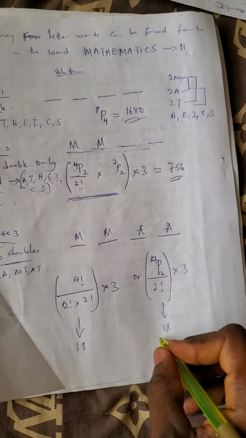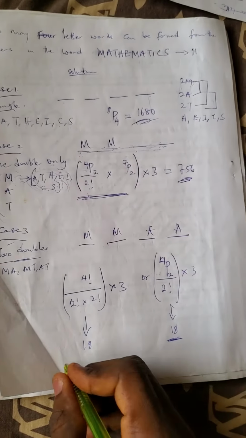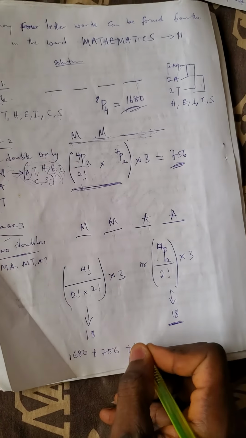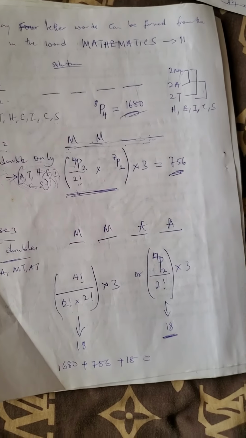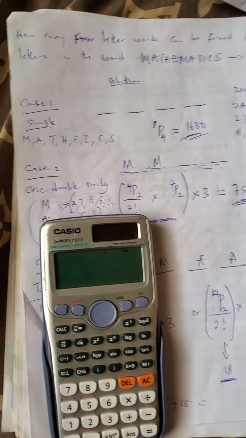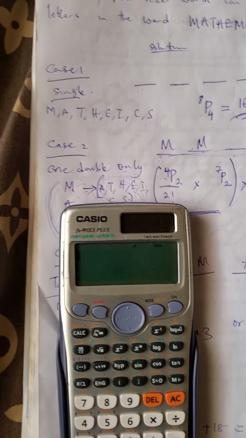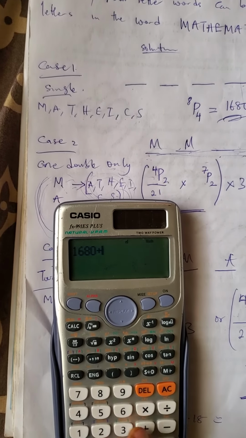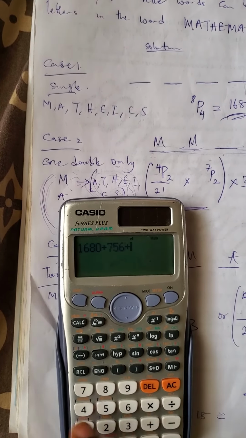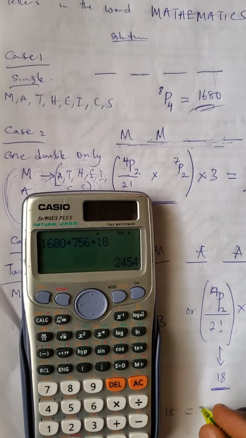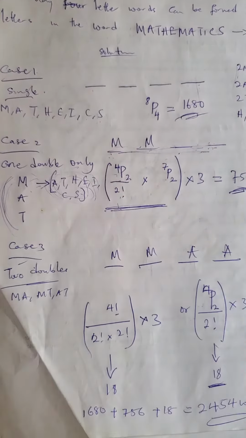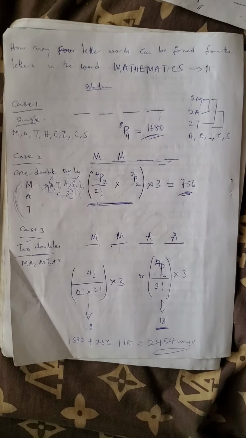So at the end of everything, we have to sum the answers together. That is 1680 plus 756 plus 18. When we sum it together, the answer is 2454 ways. So that's it. That's the answer. You can go over it again and again. This is the way to solve this.